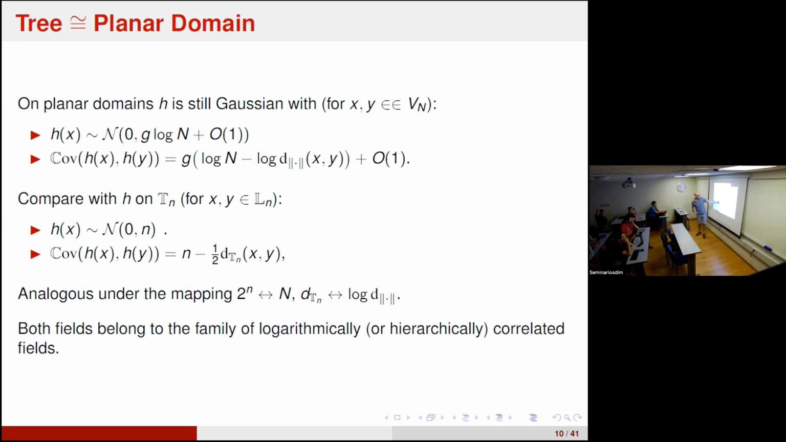For instance, if you embed the vertices of your tree on the interval 0, 1 or the interval 0, n, you take all the vertices and put all the leaves one after the other, so that you have n points in the interval 0, n, then roughly the log of the distance between two points will be roughly the graph distance.